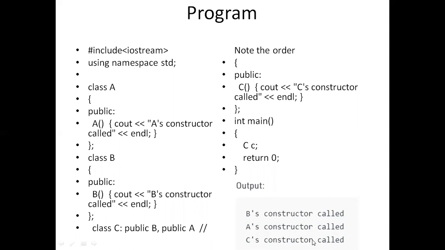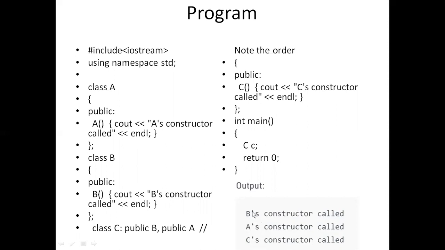We also do this in our practical session, and we observe what happens if we change the order. If we change the order here, with public A first and public B next, then in the output the order changes. A becomes first and B comes after that. Okay.